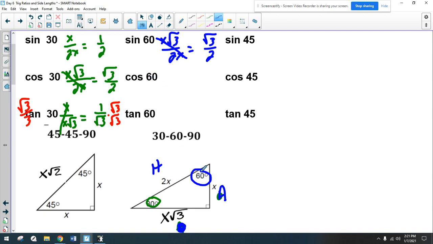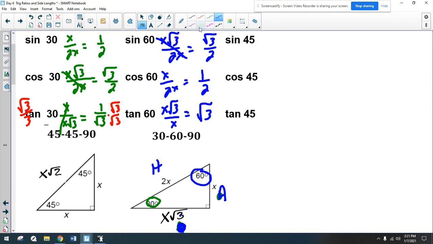If I do cosine, cosine is adjacent over hypotenuse, so x over 2x, which is a half. The x's go away. And tangent of 60 is going to be opposite over adjacent. So x square root of 3 over x. And the x's just go away.